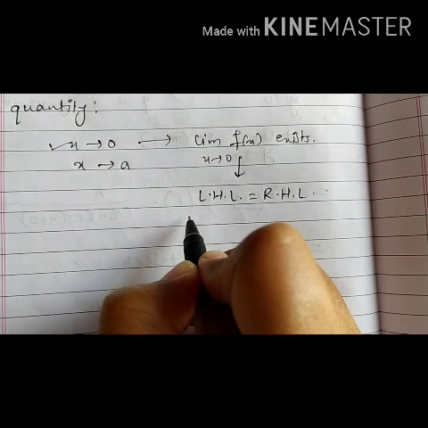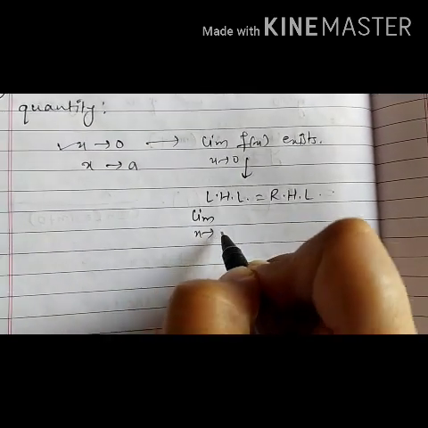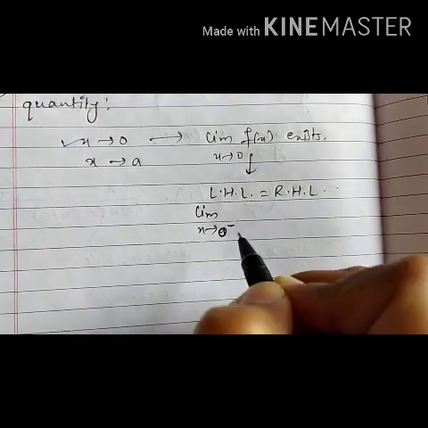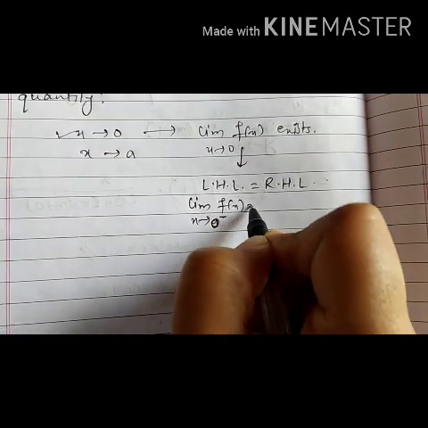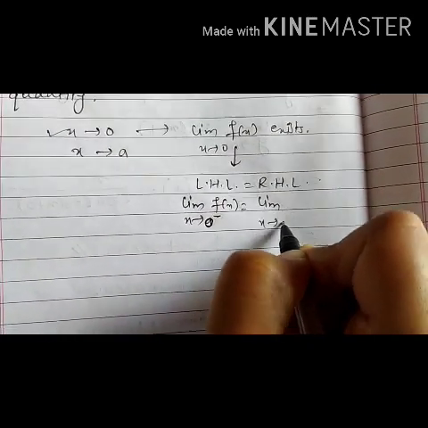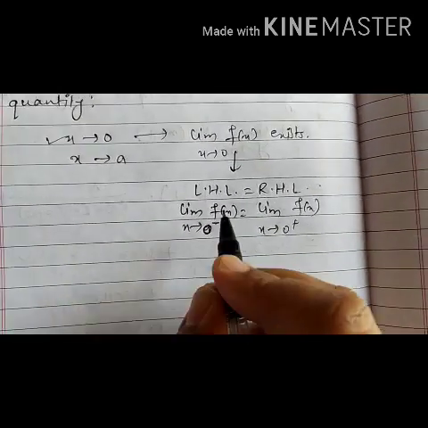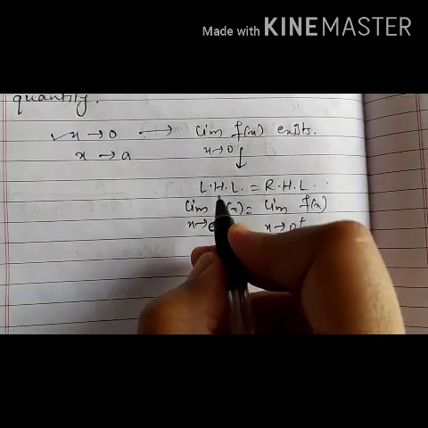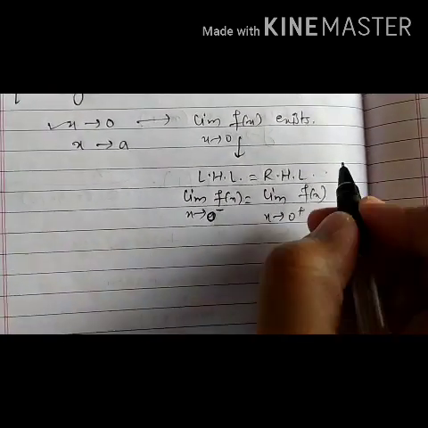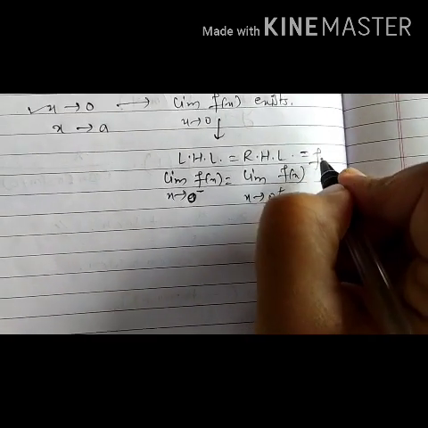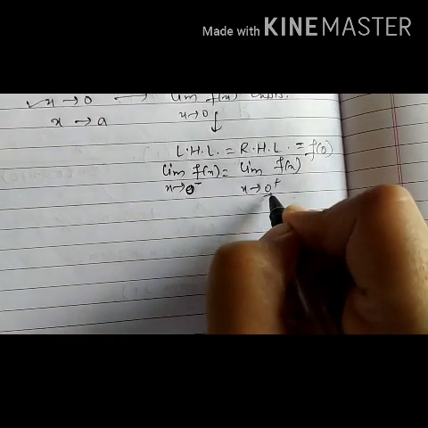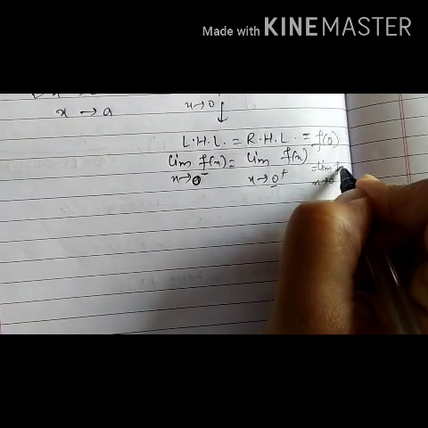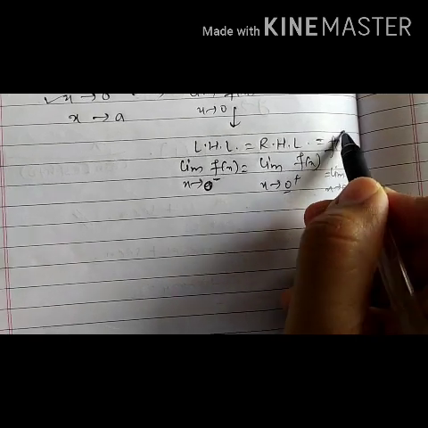Left hand limit is equal to limit as x tends to a minus, or here we can consider 0 minus, f of x, is equal to limit as x tends to 0 plus f of x. And when LHL equals RHL, then limit exists, and the limiting value is, when this LHL equals RHL, equal to f of a, here f of 0. Now here we have used 0, so we will write f of 0. That means it is equal to limit as x tends to 0 f of x. Understood? Now this will be the limiting value.